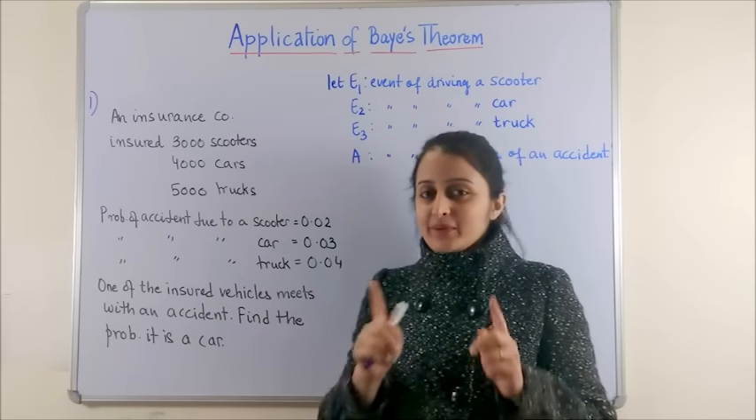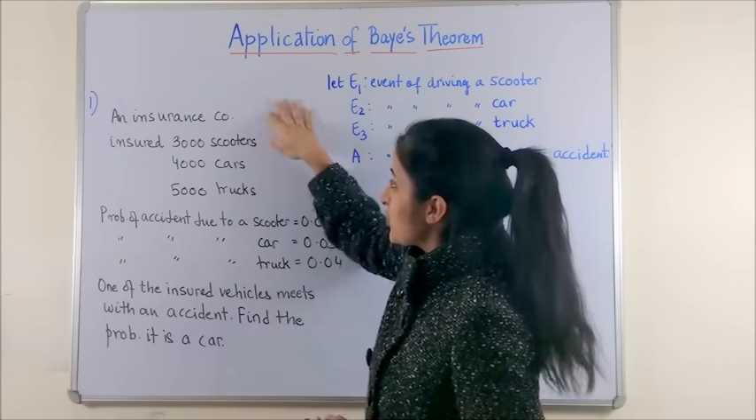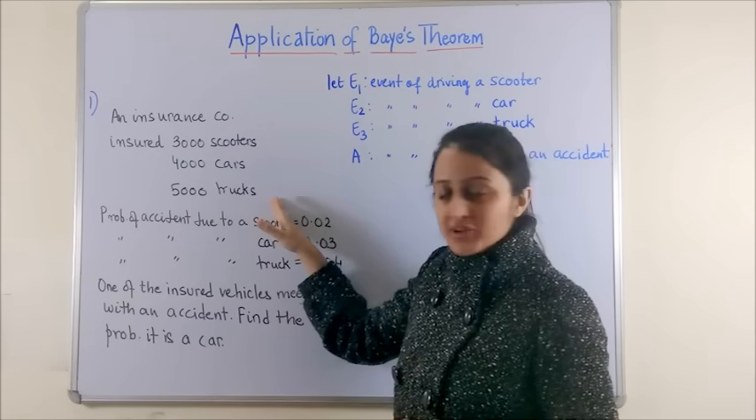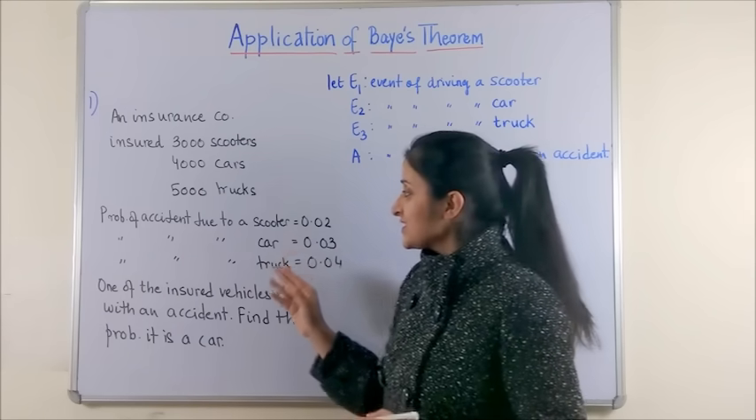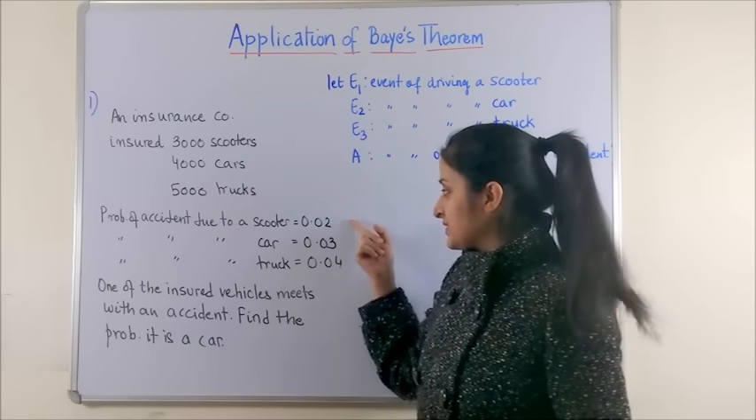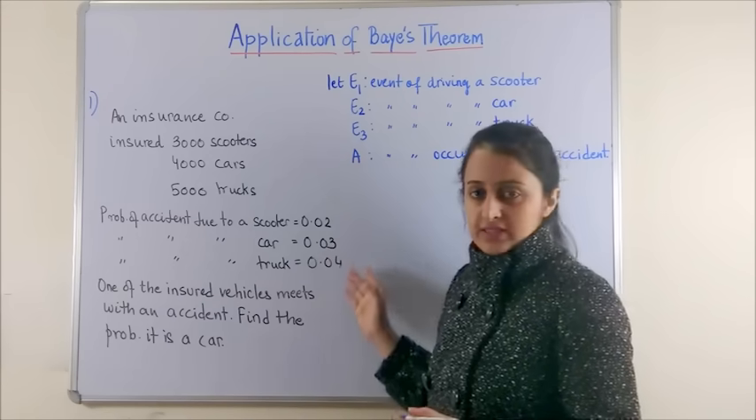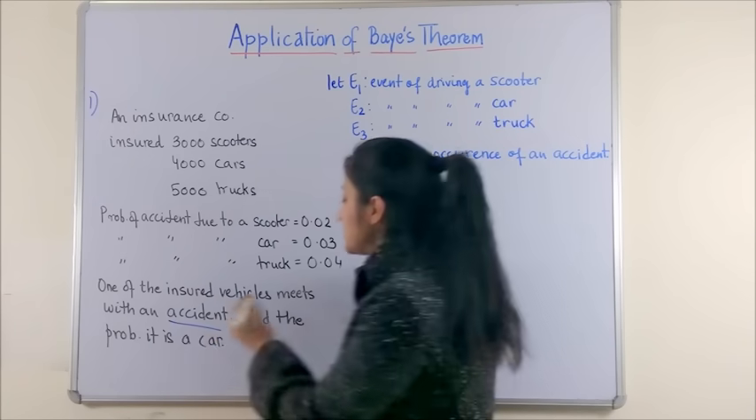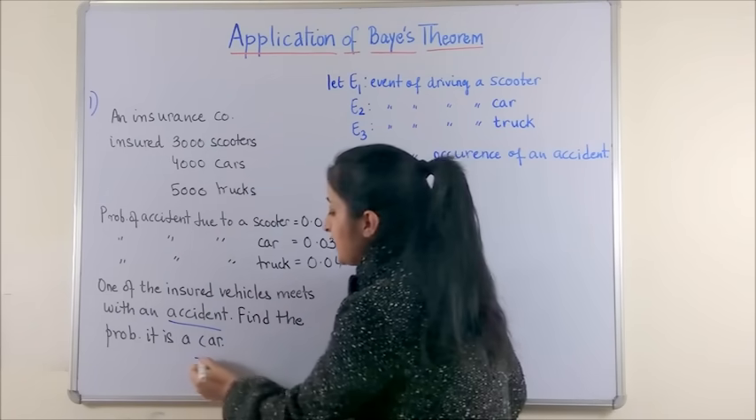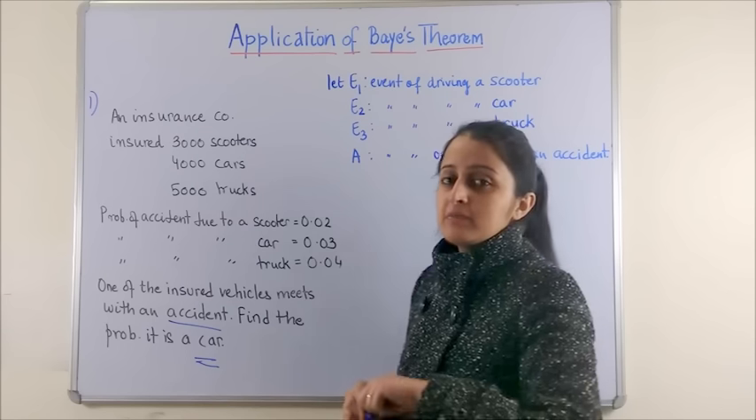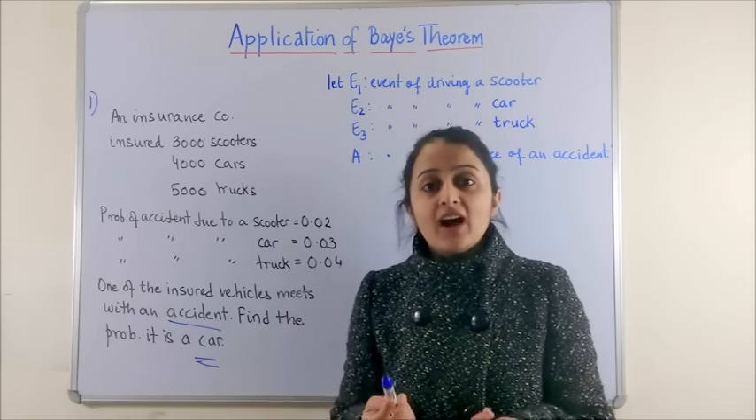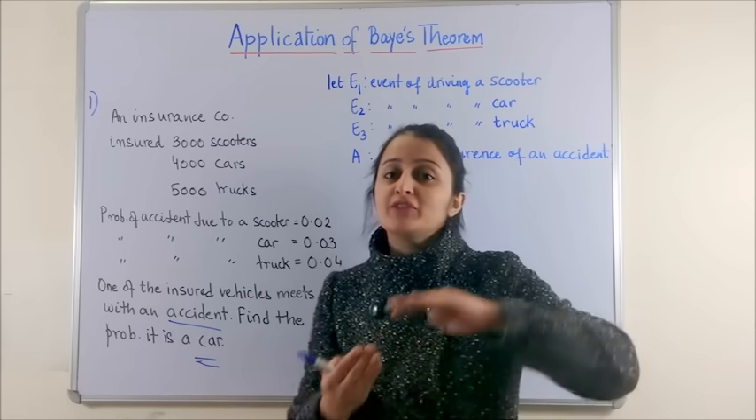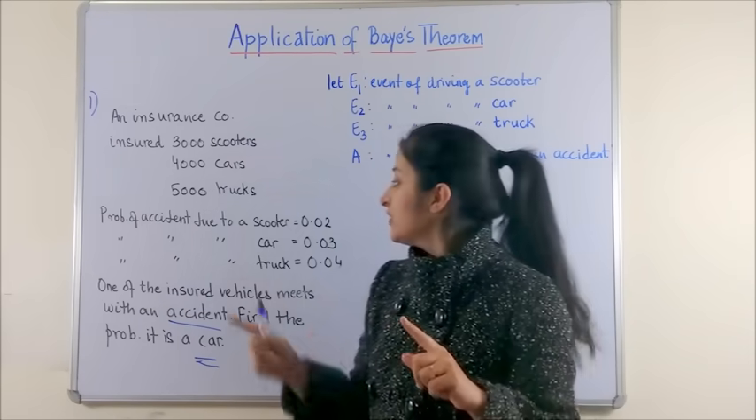So, let's read the question one more time. It says an insurance company insured 3,000 scooters, 4,000 cars and 5,000 trucks. Now, the probability of accident due to a scooter, car and truck is given. So, this is the data given to us. One of the insured vehicles meets with an accident. Find the probability that it was a car. That means the event that has already occurred is that the accident has happened. You have to find the probability of the cause, that it occurred because of a car.